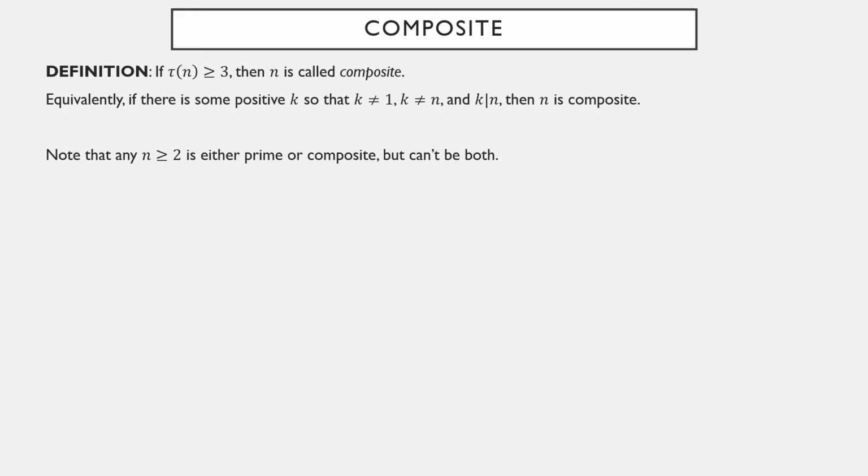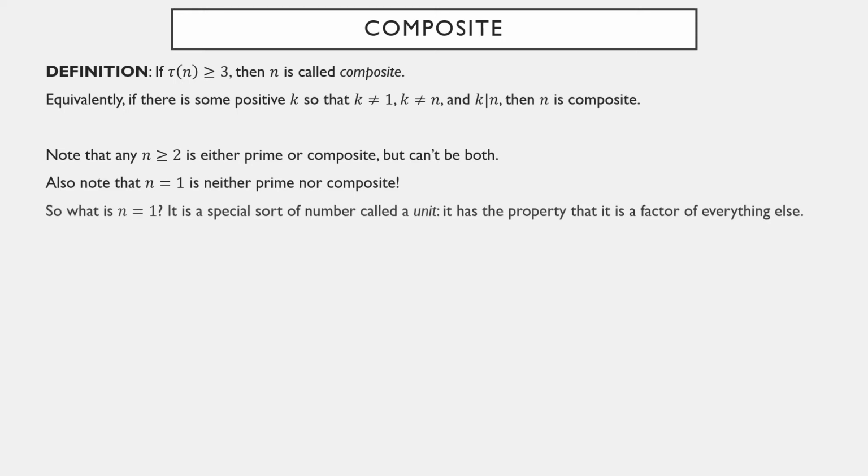If tau of n is 3 or larger, it's composite. It's got to be prime or composite, but not both. However, 1 is not prime because tau of 1 is not equal to 2, and 1 is not composite because tau of 1 is not 3 or bigger. So what's the deal with 1? It's a special kind of number called a unit.